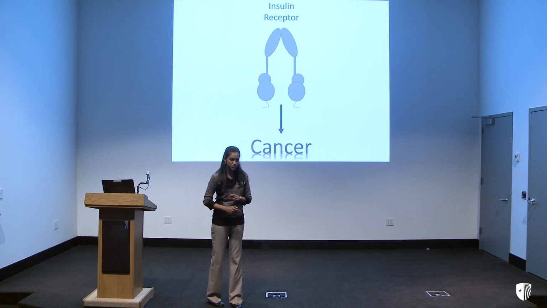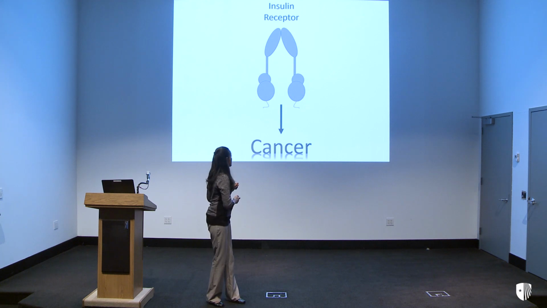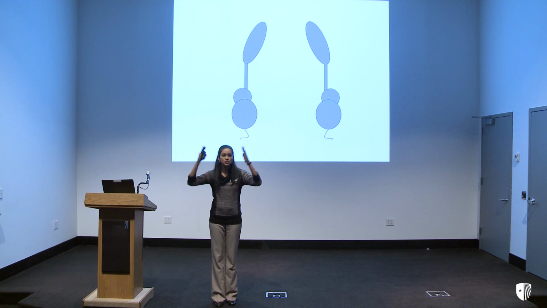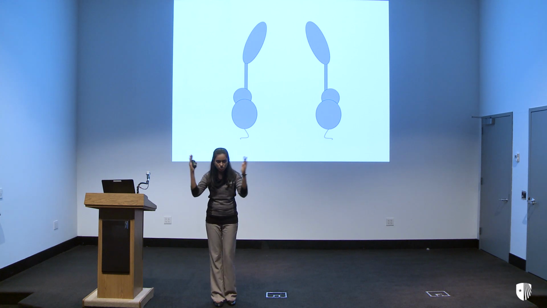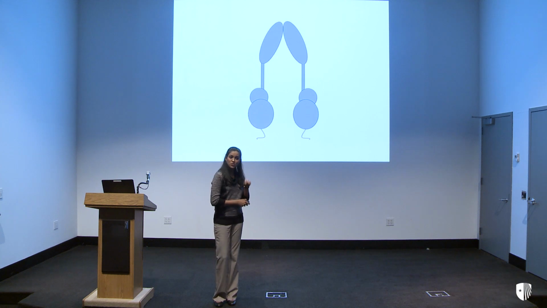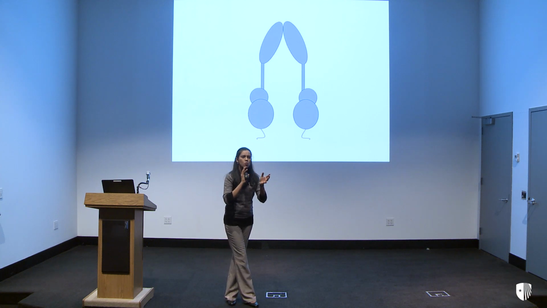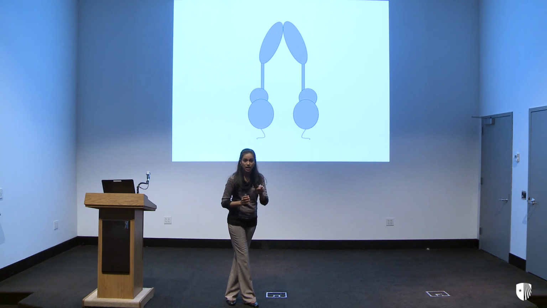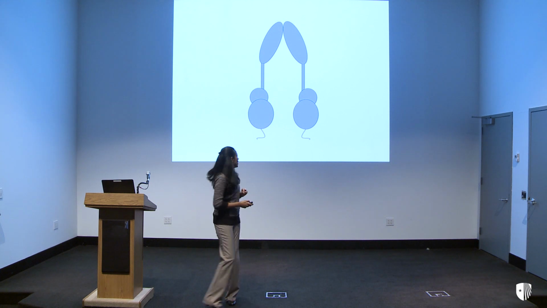It misbehaves in cancer. What we know about this receptor is that it contains two identical parts that need to come together to perform its job. But what we don't know about this receptor is, after it comes together, what is the specific form and shape it can take in real time? And that's what I want to find out.